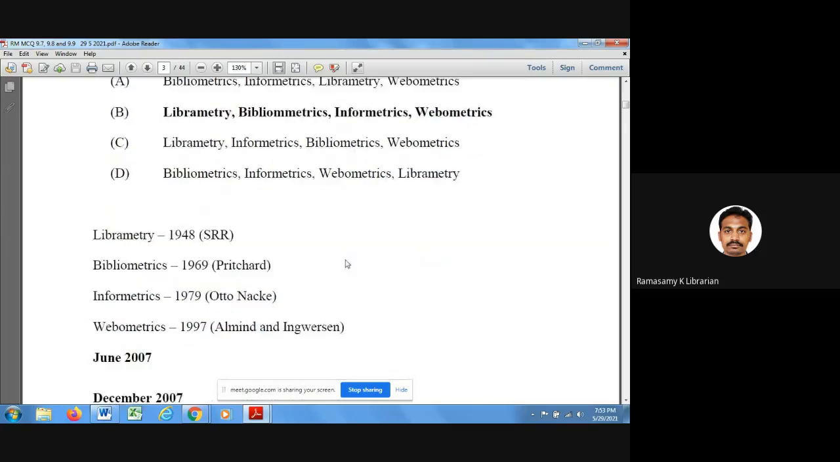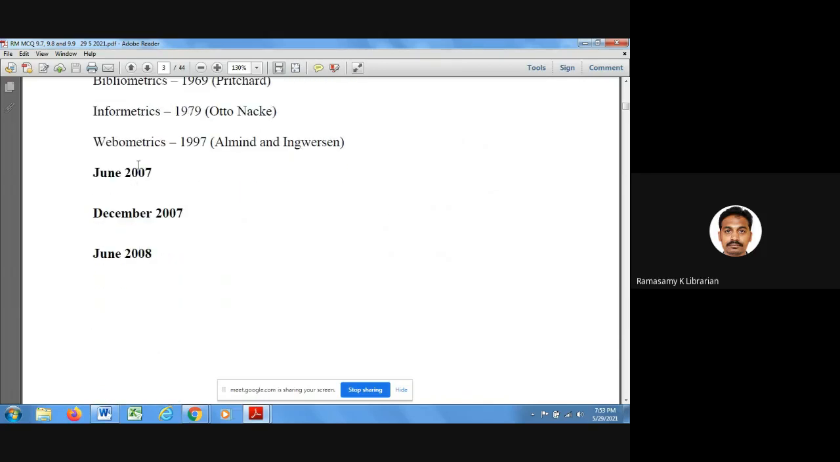I have given years here. Librametry, 1948, by S. R. Ranganathan. Bibliometrics, 1969, by Alan Pritchard. Informatics, 1979, Otto Nacke. Webometrics, 1997, by Almind and Ingwersen. This is the order in which these bibliometrics topics evolved over a period of time. In these years, no question.